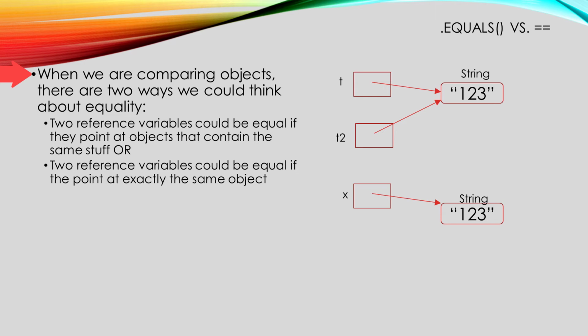Right. When we compare objects, there are two ways we could think about equality. We could think equality depends on whether the objects look alike. In this example, we might think that t and x are equal, because they are both pointing at objects containing the string 1, 2, 3. Sometimes that kind of equality is enough, but sometimes we want to be even more strict in our use of equals. Sometimes we want reference variables to be equal only if they point at exactly the same object. With that definition of equality, we'd want t and t2 to be equal, but t and x would not be considered equal.